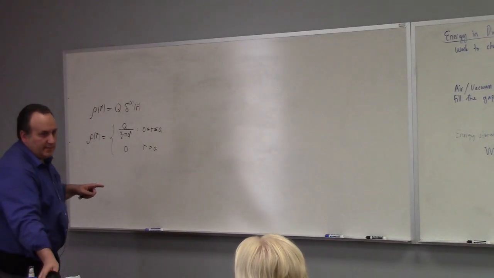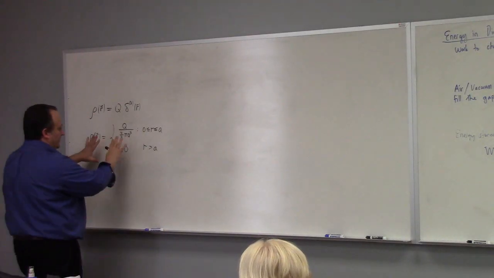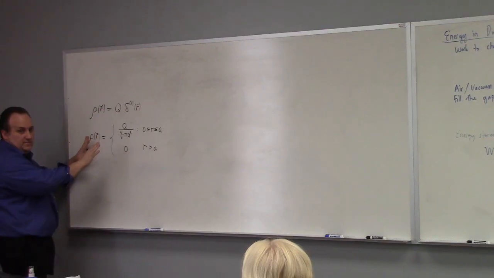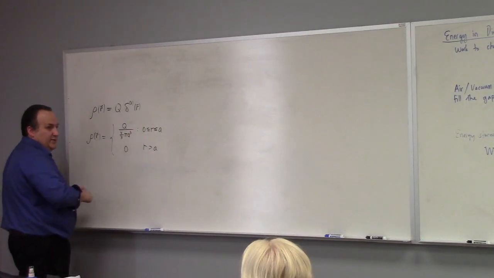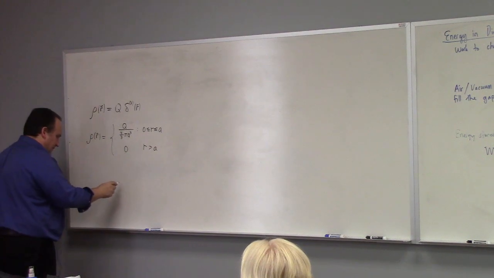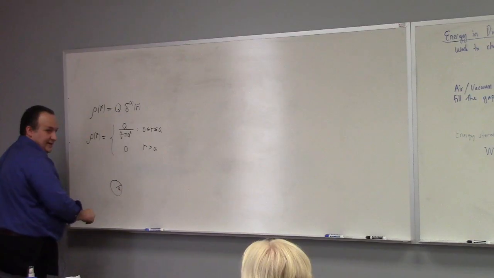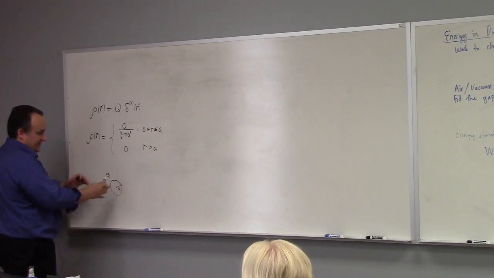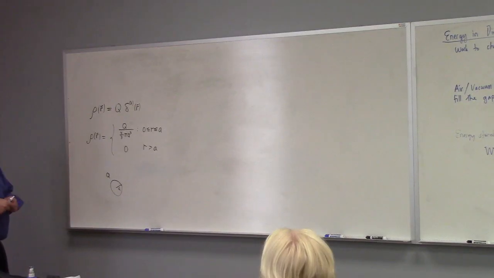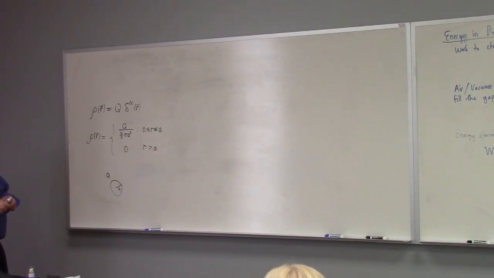I'm making it have uniform charge density out to radius a, and then it's 0. So what this is a model of is a point charge that has radius a, right? And so you've got, basically, that's your point charge, and then that's it.